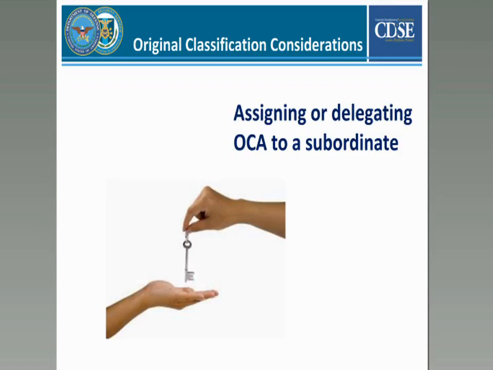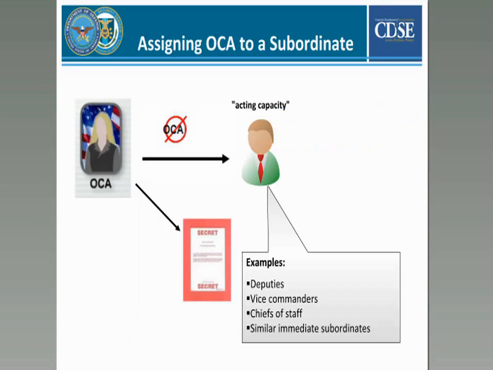Our last topic is assigning or delegating an OCA to a subordinate. Let's see if it's possible to delegate an OCA authority to a subordinate. An OCA may not delegate or assign his or her authority to someone else. If a person in a position of original classification authority will be unable to perform his or her duties for an extended period, the authority to perform original classification may be assumed by another individual.